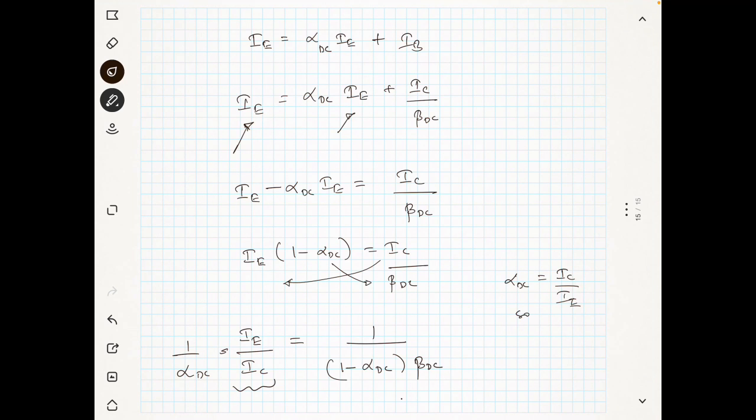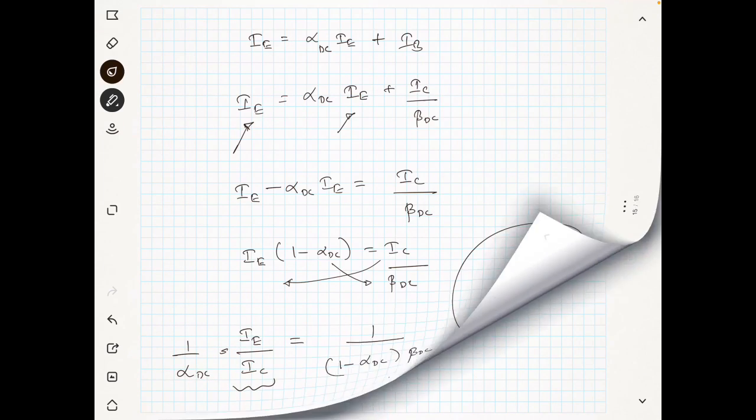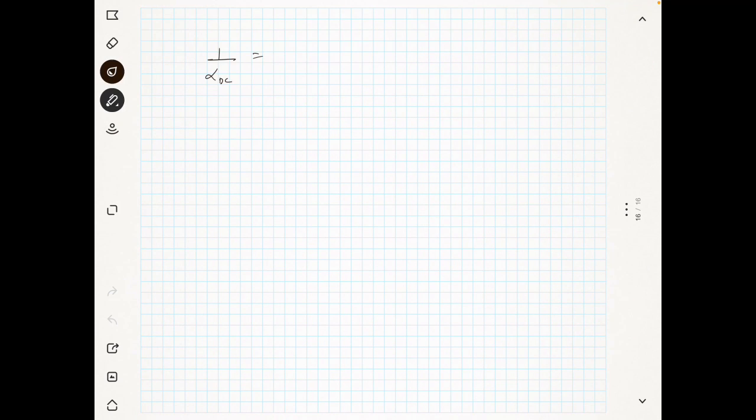So 1 over alpha dc is equal to IE by IC. Okay, so we can use this notion. I will rewrite this equation on the next page. So 1 by alpha dc is equal to 1 by 1 minus alpha dc into beta dc.